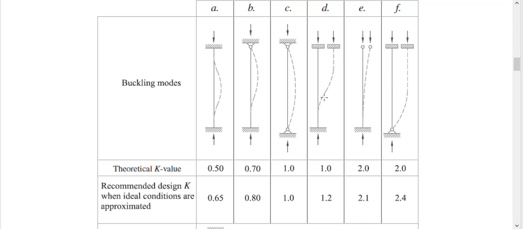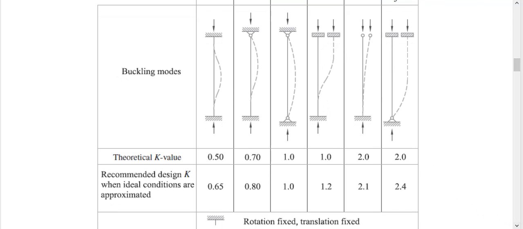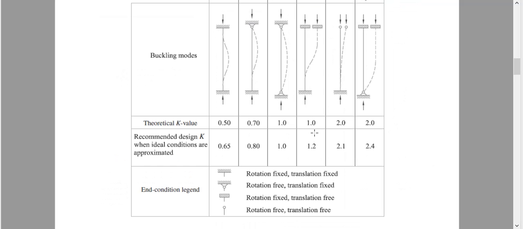Say category number D. What is this? The elaboration of this meaning is given here. This category is rotation fixed, translation free. Translation means it can translate this way, but this cannot rotate. That means they cannot rotate. Here it cannot rotate, and here it cannot rotate. Every time this angle will be 90 degrees, so it cannot rotate.